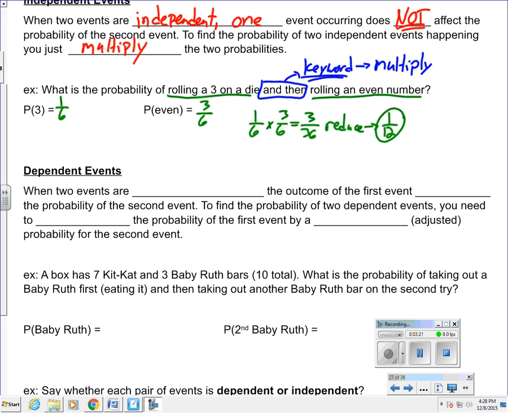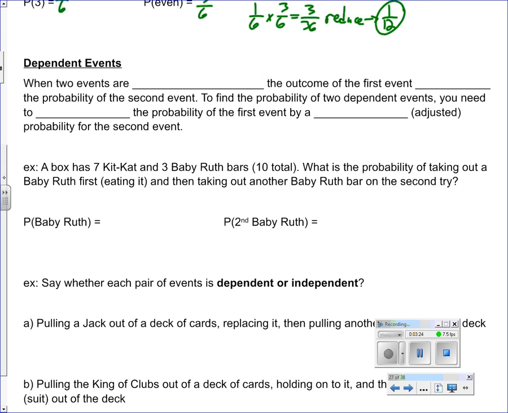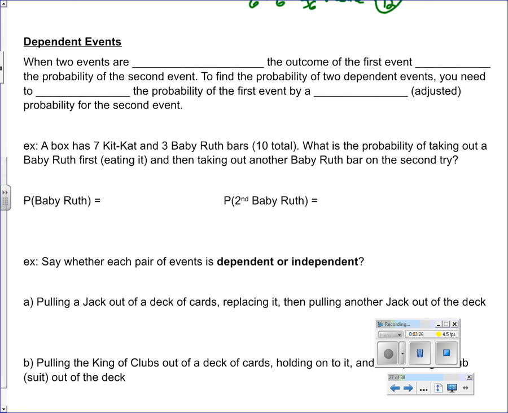So now we're going to take a look at two dependent events, what dependent events look like. So first talk about what that means. If two events are dependent, the outcome of the first event does affect, it changes the probability of the second event. So it actually does have an impact. So if two events are dependent, whatever happens on the first event will actually change the probability of the second event happening.